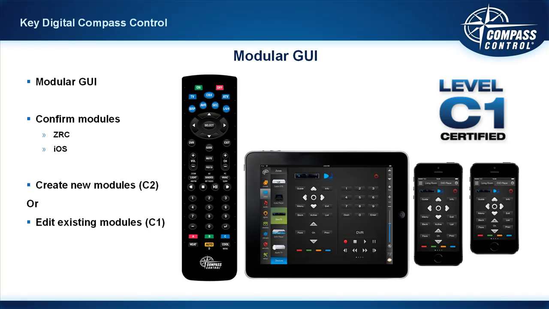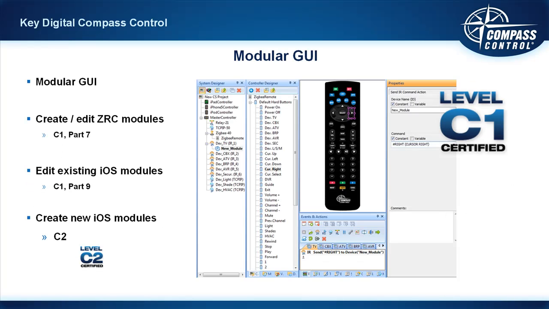Now, creating a new module from scratch, that's something that's in the C2 training videos as well. Or editing existing modules, whether it be a ZRC module, iOS module, or obviously both, we're going to teach you later in this C1 presentation. So creating or editing a ZRC module is going to be part of C1 Part 7 as you continue your viewing. And editing existing iOS modules is part of C1 Part 9. And again, creating a new iOS module, that's going to be C2. So you'll continue watching.